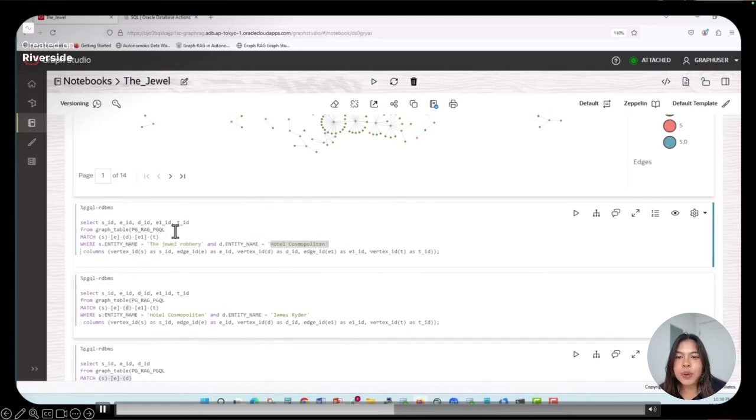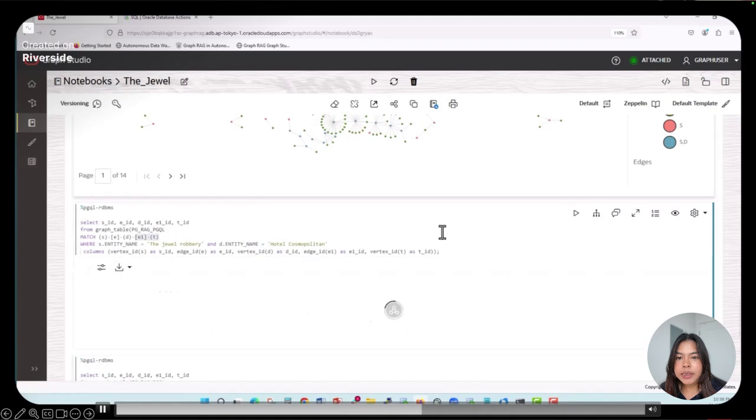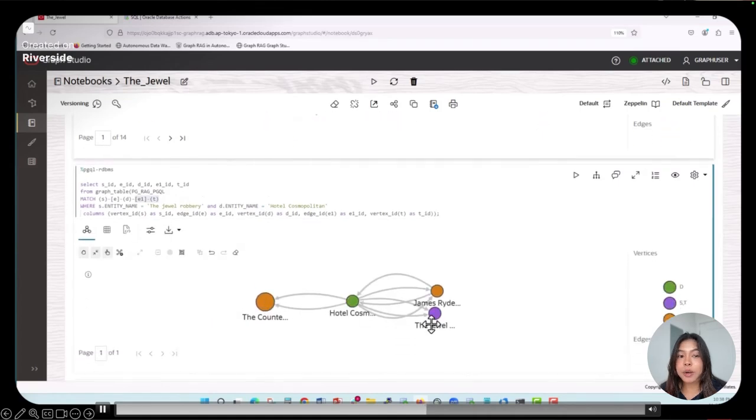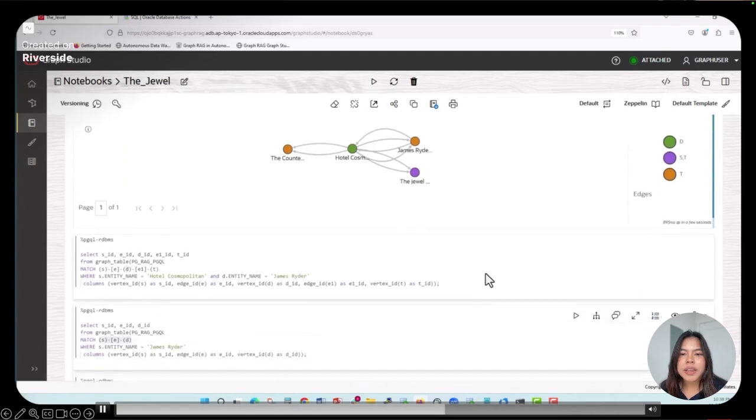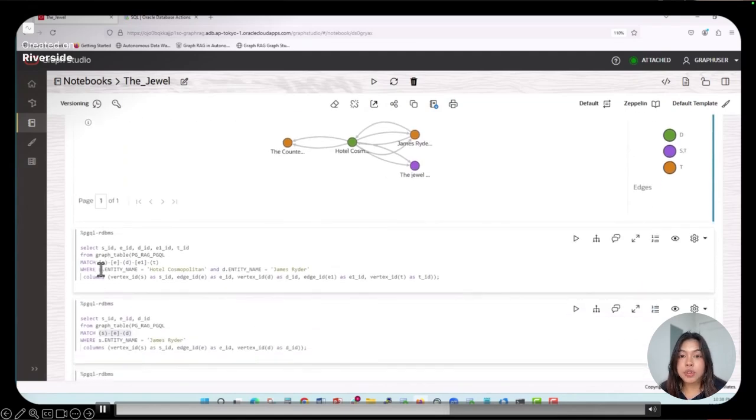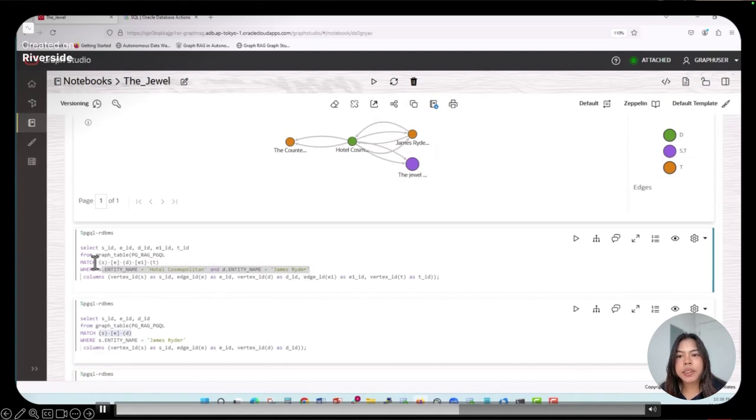And then we're also looking at which entities are connected both to the jewel and to the Hotel Cosmopolitan. And here we're looking at the specific pattern for that. And when we run this, we're able to identify the hotel, the victim on the left side, and then the jewel and the actual culprit, the person that actually stole the jewel. So in here, we're actually going to filter specifically by Ryder and the Hotel Cosmopolitan.